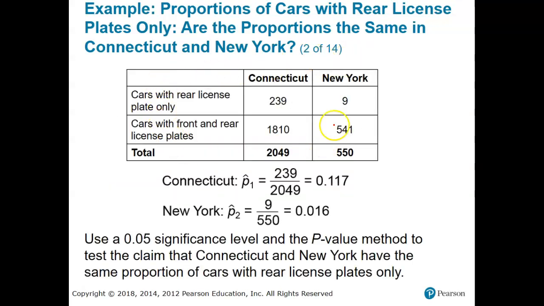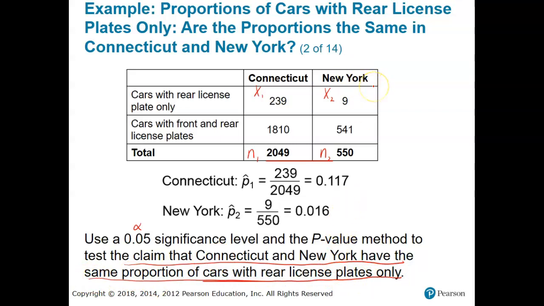Okay, so this is just a little table to organize it. We've got Connecticut and New York. The ones with rear license plate only, this was our x sub 1, this was our x sub 2, and our n sub 1 and our n sub 2. And we could just find the ones that don't have that by subtracting: 2,049 minus 239 gives us the 1810 and so forth. So we want to use a 0.05 significance level, so this is our alpha, and a p-value method to test the claim. So here's our claim that Connecticut and New York have the same proportion of cars with rear license plates only.